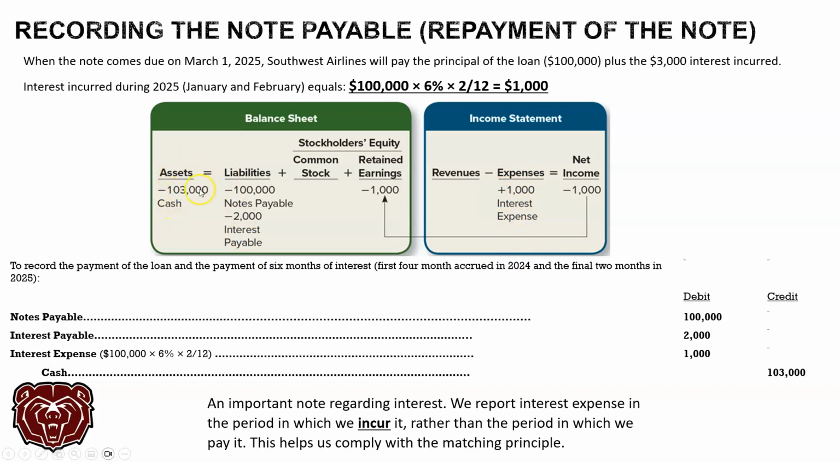So we have a net decrease of assets by $103,000 and a net decrease of liabilities and equity of the same amount. Your accounting equation still balances. Your credits equal your debits. You are good to go. Okay. Just note down here at the bottom, in regards to interest, you report interest expense in the period in which we incur it, the period in which we use it. So we're recording this interest expense every month.